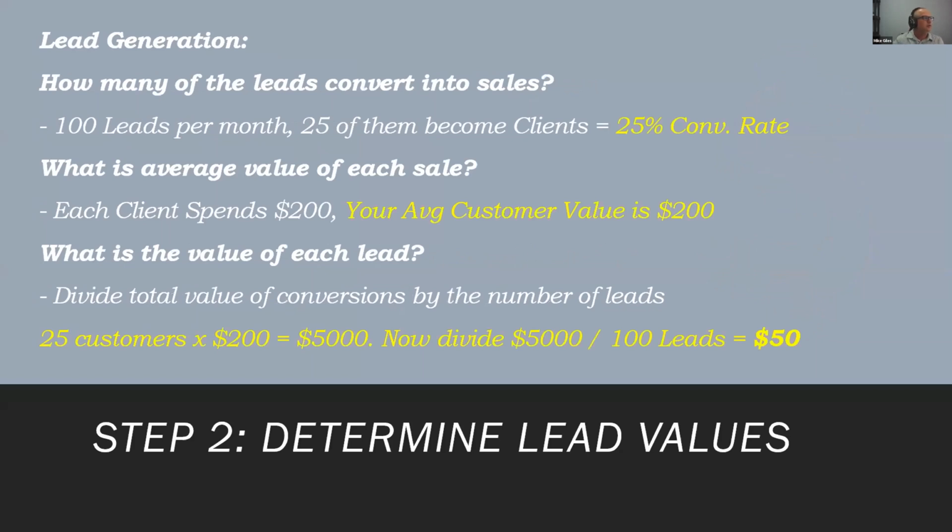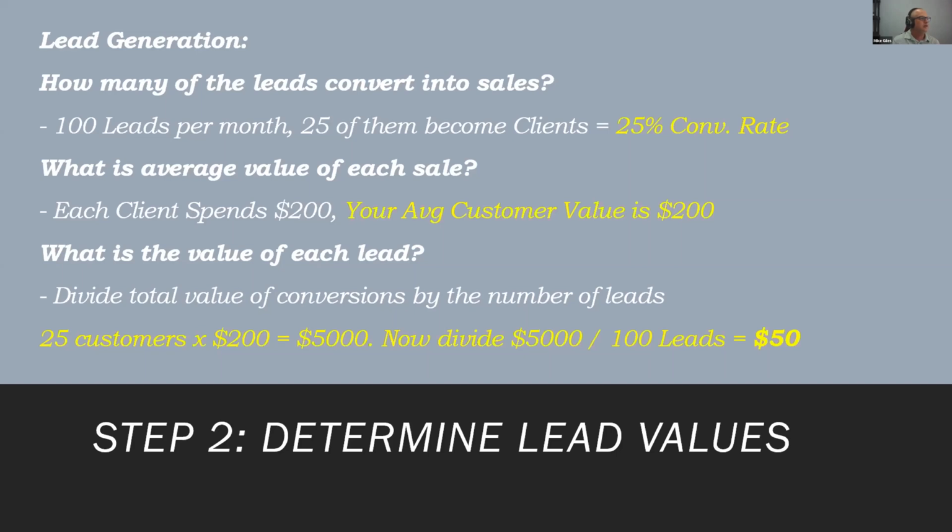Going back to that previous slide, this is just an example to help you understand the numbers and give you an approach that you can apply to some of your campaigns. How many leads convert into sales? Let's say you had 100 leads per month and 25 of them became clients. So you had a 25% conversion rate. What's the average value of each sale? Let's say each client spends $200. So your average client value is $200. This isn't lifetime value. This is just the initial conversion.